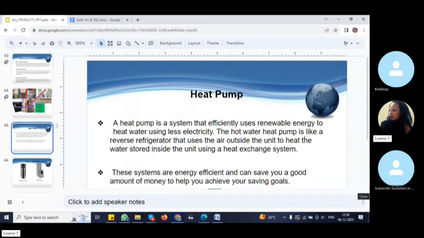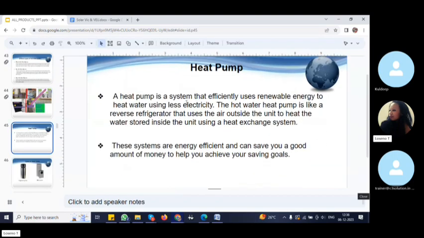All right. So what is a heat pump? It says here a heat pump is a system that efficiently uses renewable energy to heat water using less electricity. So a heat pump also runs on electricity. We are upgrading the old system to this new system so that the customer will end up paying less money on their electricity bill. Now, how do they minimize their electricity bill?